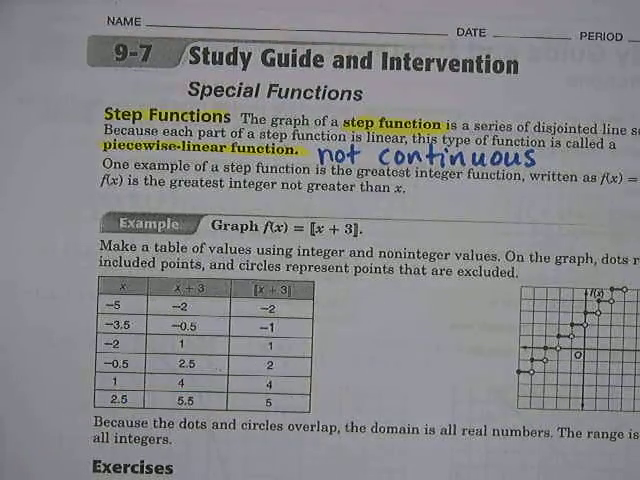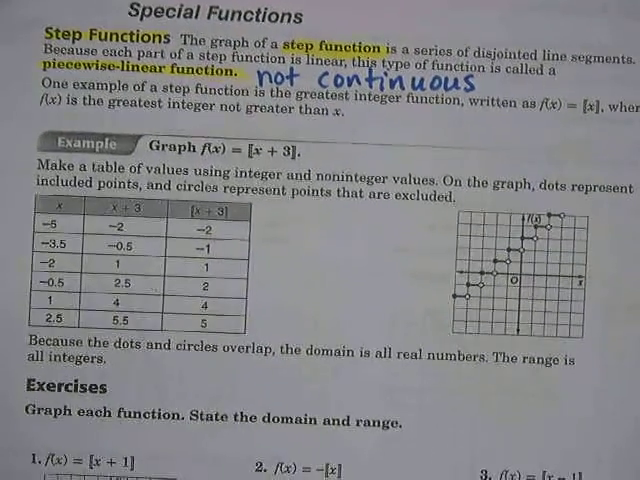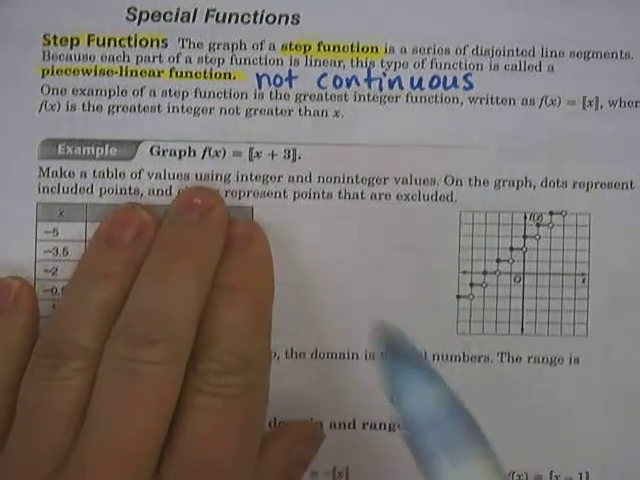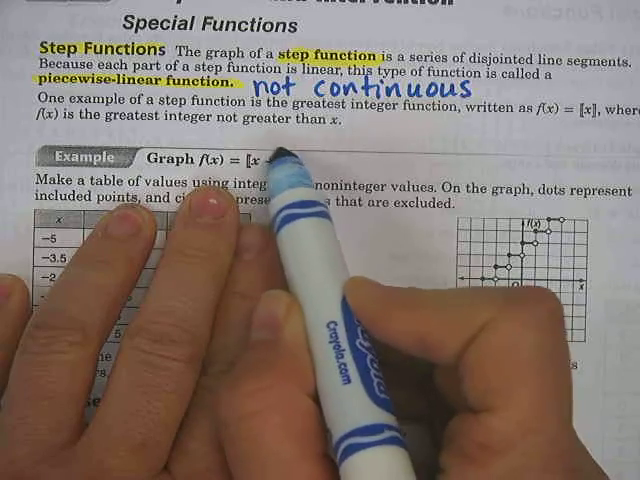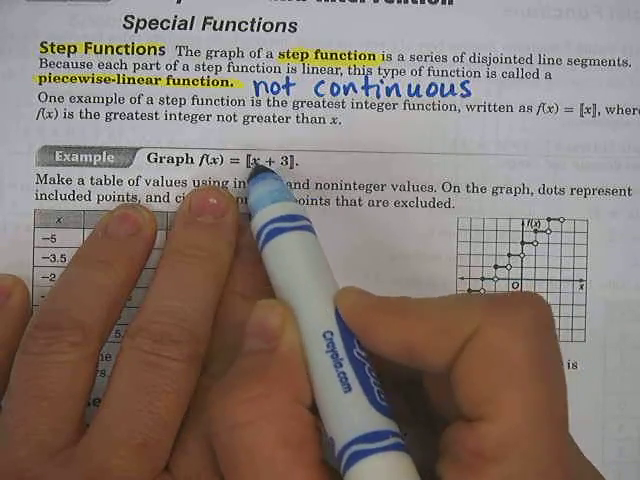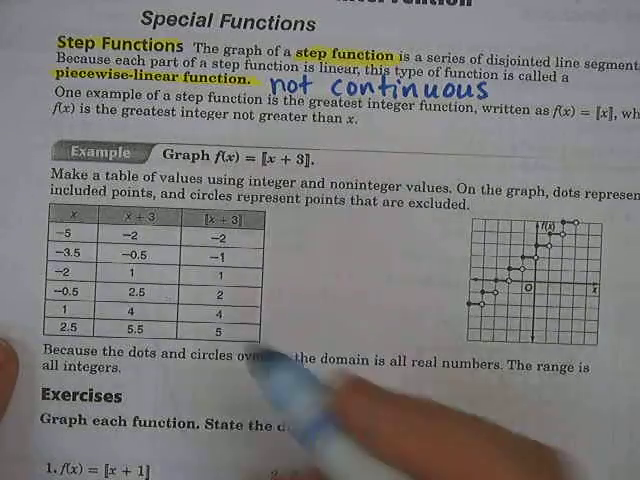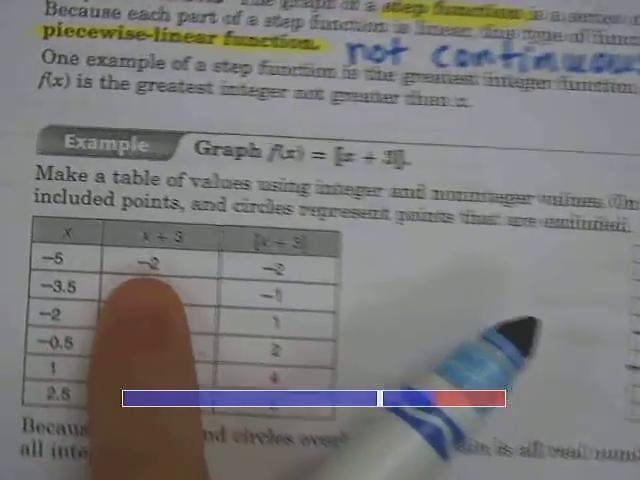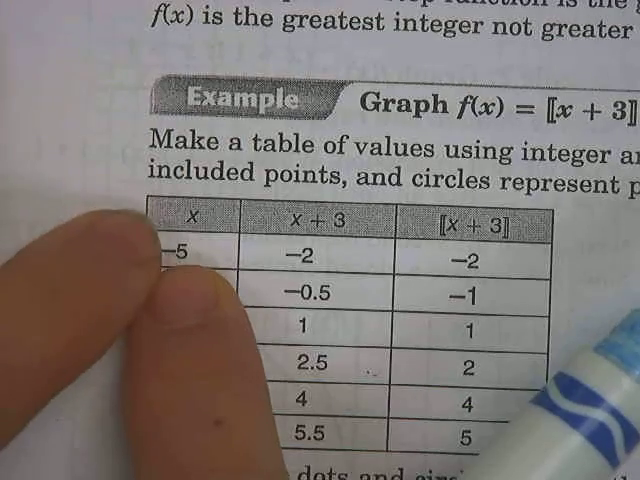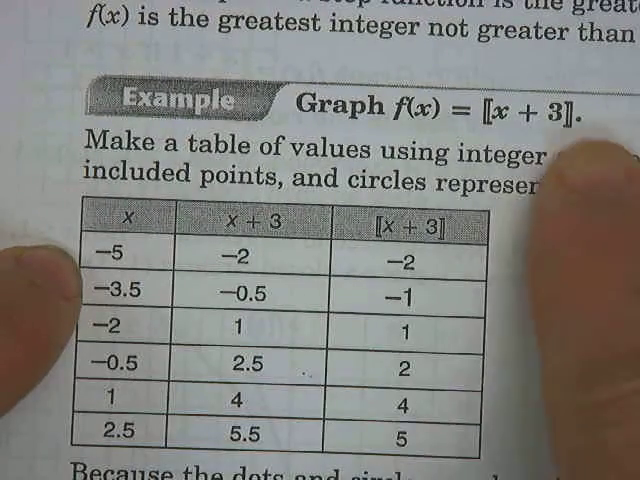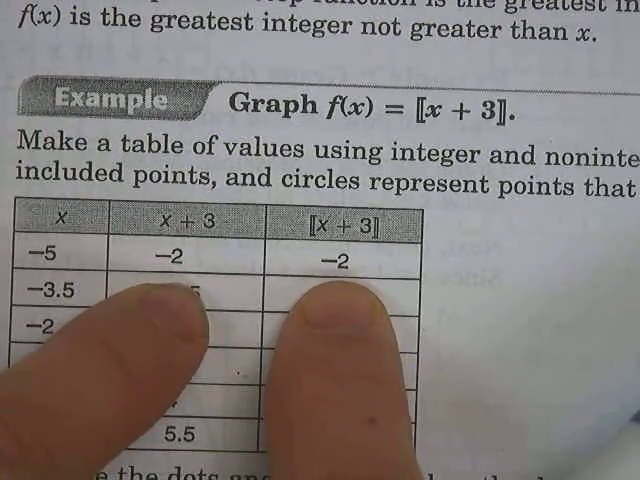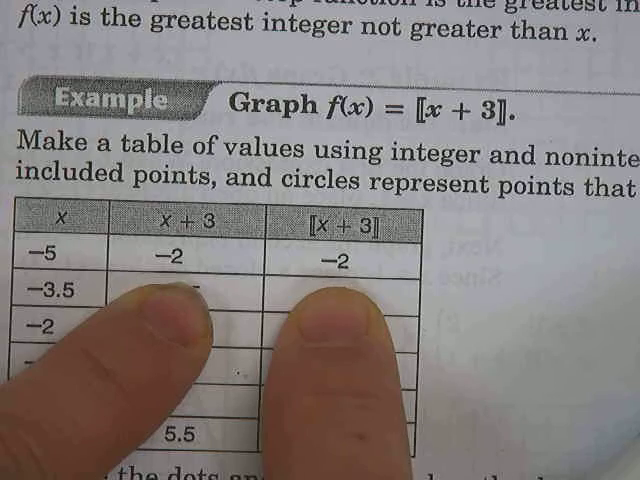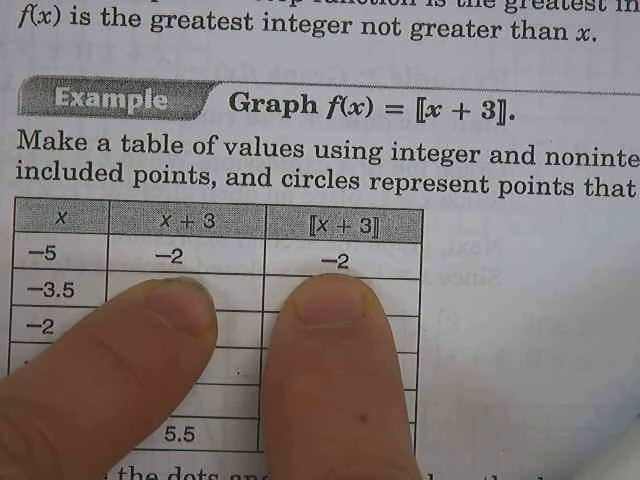Okay, the greatest integer not greater than x. So let's see if we can make sense of this. If we have this function, we want to do x plus 3, then we find the greatest integer of this. So using order of operations, we first have to evaluate the x plus 3 part. Let's just say that we pick x as negative 5. When you plug it in here, negative 5 plus 3 is negative 2. And we want the greatest integer not greater than negative 2, which is negative 2.